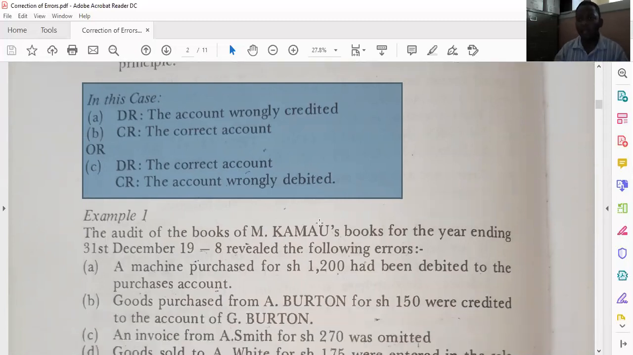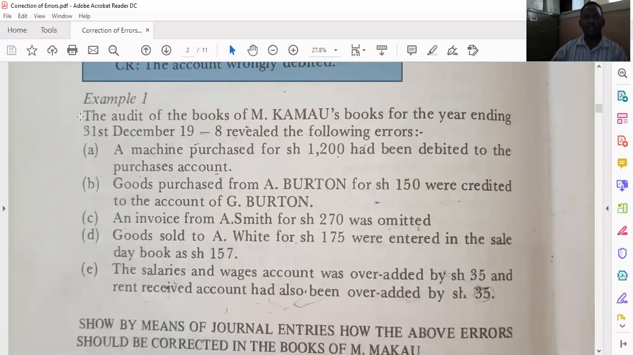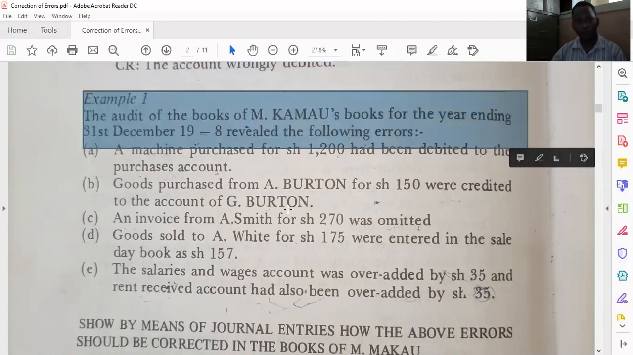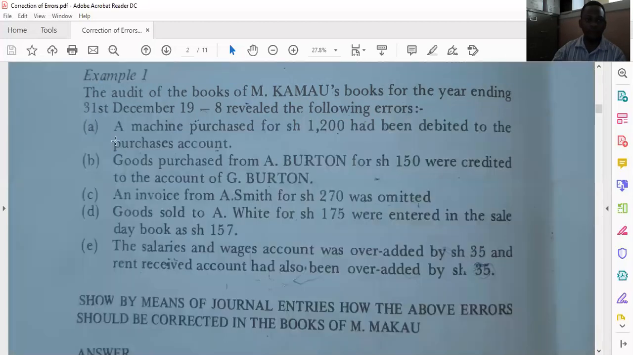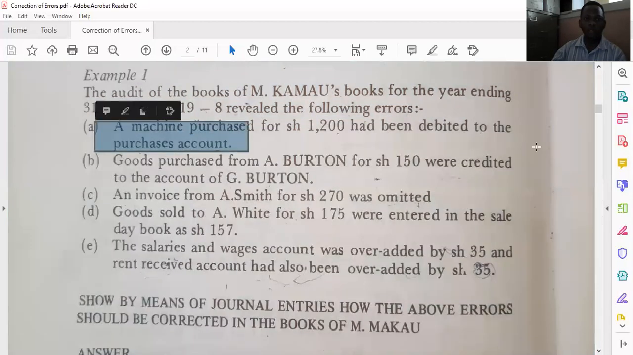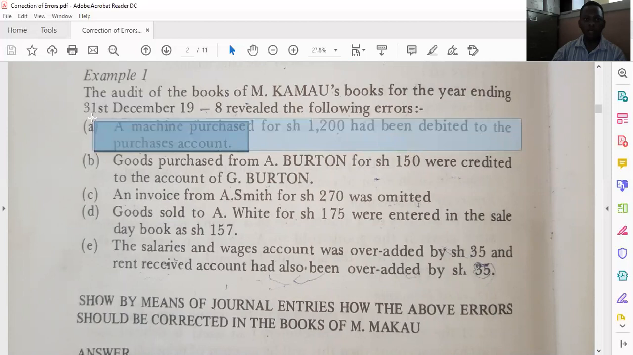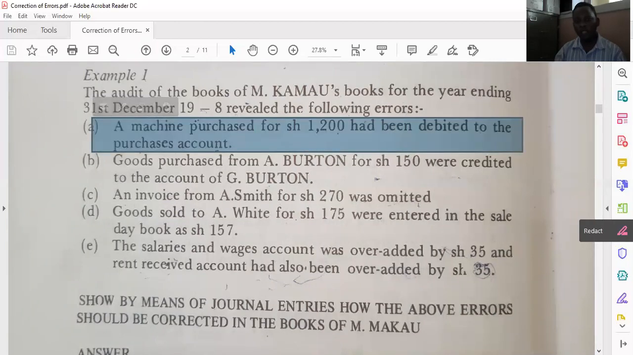So we shall do an example to illustrate that. But in the meantime, let us look at this example that is in the books of M. Kamau, or the audit of the books of M. Kamau's books for the year ended 31st December, which revealed the following errors. So number one, a machine costing 1,200 shillings has been debited to the purchase account.